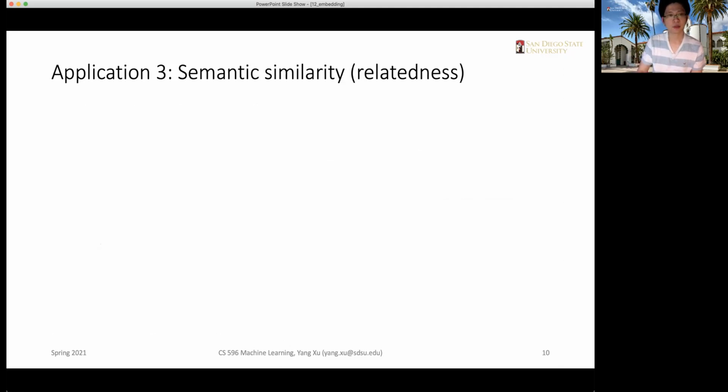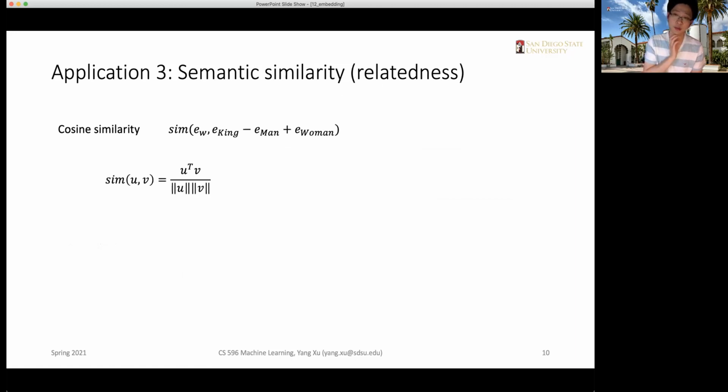Okay. And the third type of task is called semantic relatedness or semantic similarity. That is to find the words most semantically related to certain input words. The most commonly used similarity measurement is cosine similarity. It's basically the dot product between two vectors normalized by their lengths. And these measurements can be useful in applications like the word analogy application mentioned before.